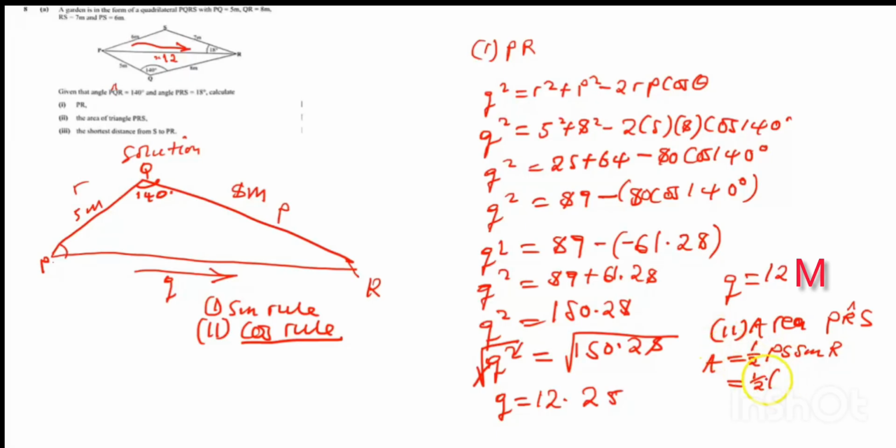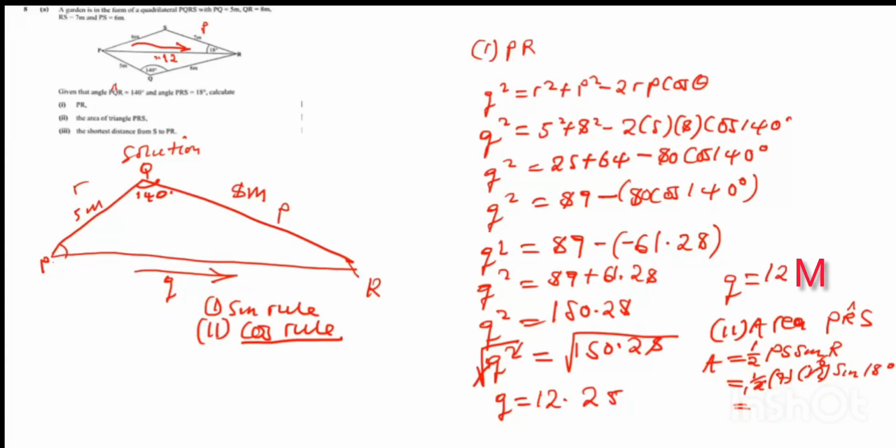Okay, then area will be equal to half, where this P from this upper triangle we have 7 meter. Here the small letter p also we have 7 meter. Then where this S, this is the length which we have found, which is 12. So it is 12 here, close bracket, then sin 18 degree.